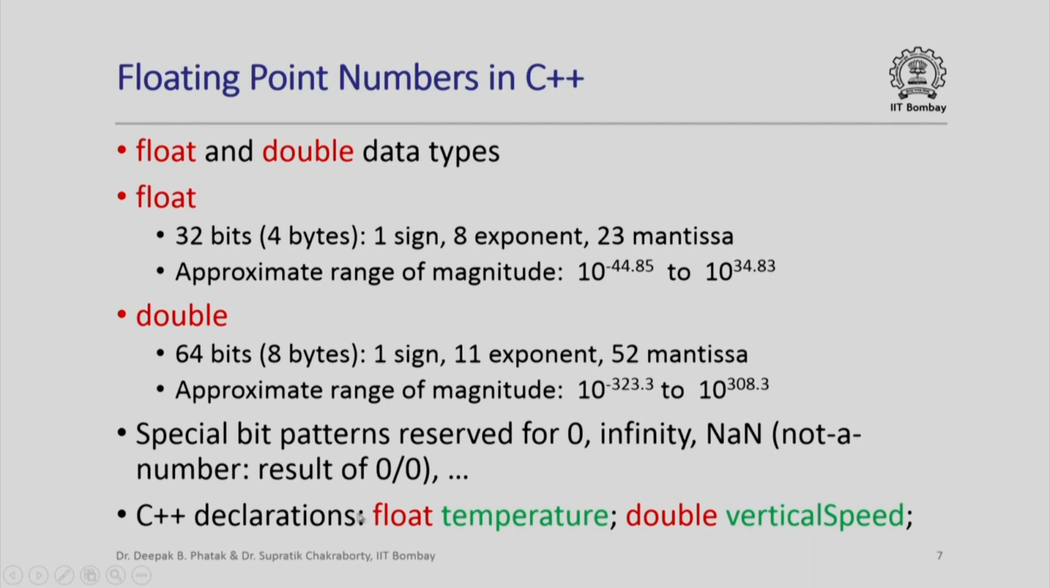How do you declare variables? In C++, you put the data type keyword float, then you give the name of the variable, or you put the data type keyword double and then you give the name of the variable.